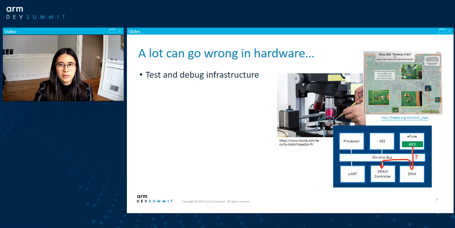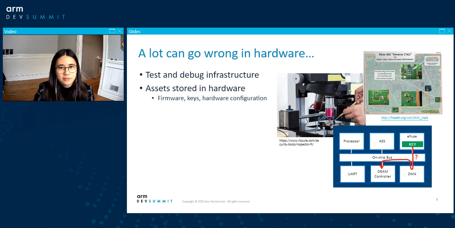So a lot can go wrong in hardware. The test and debug infrastructure is often accessible through external pins on the chip and is a very popular place for hackers to start attempting to access internals inside your device. Assets stored inside hardware include things like firmware, keys, hardware configurations, and these are typically protected by access control policies. However, things can go wrong when implementing these access control policies.